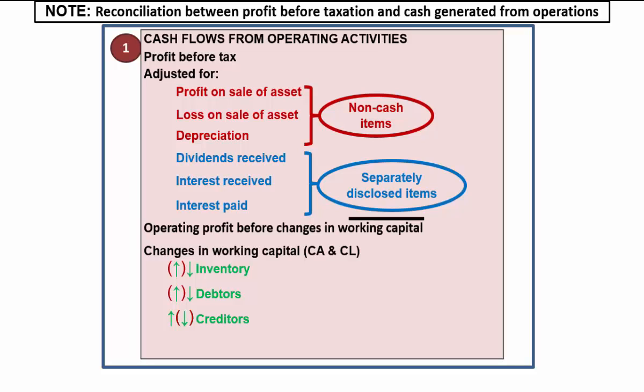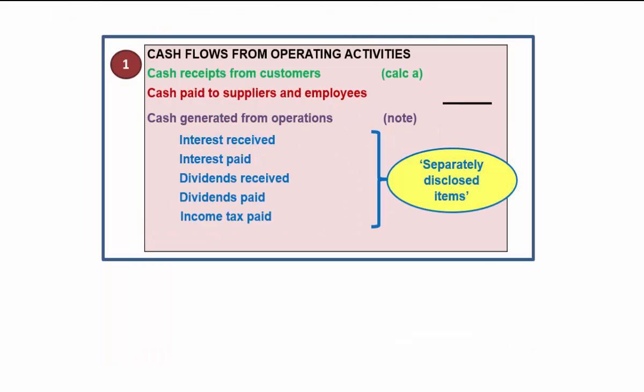So pick the one that works for you. Inventory increases, money flows out. Debtors decrease, money flows in. Creditors decrease means we've paid them and money flowed out. And the final answer would be taking the operating profit before changes in working capital, adding and subtracting the cash flow effect of the increase or decrease to debtors, inventory and creditors, and that'll give you the figure cash generated from operations. And that is the amount that you will fill in over there.